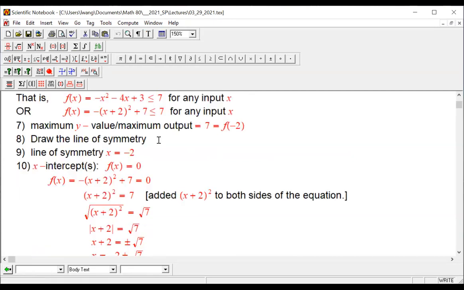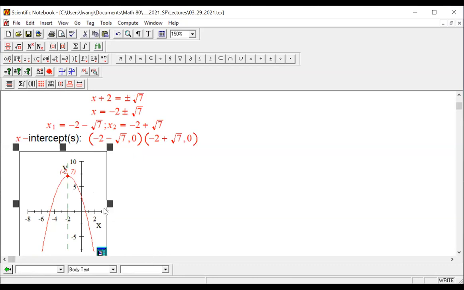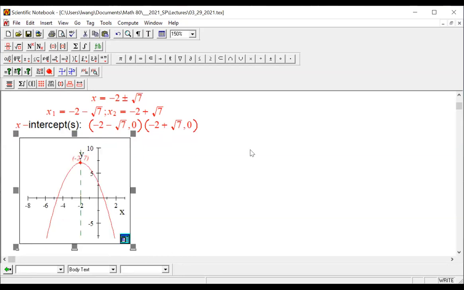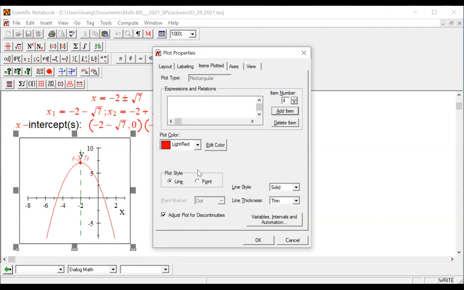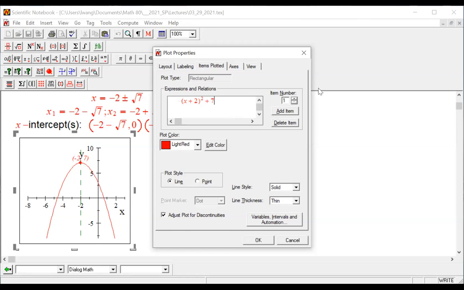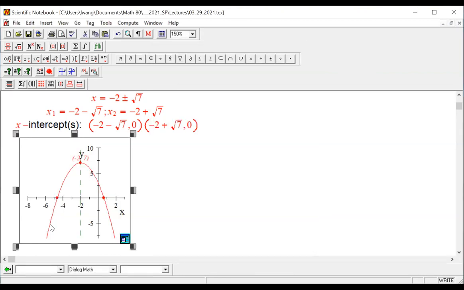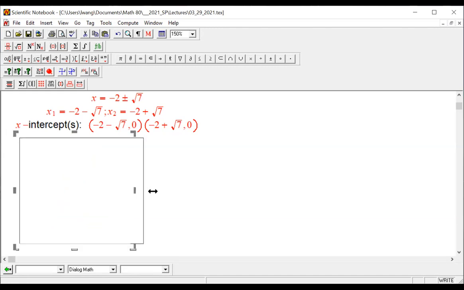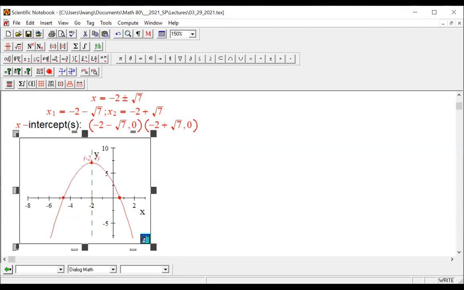Next, I'm going to put these 2 points in the graph, and you are going to work with me to mark these points. They're going to be 2 dots on the x-axis. Everybody, please get involved.